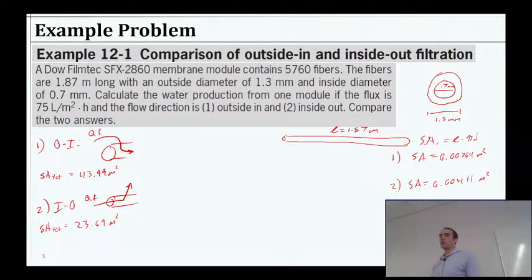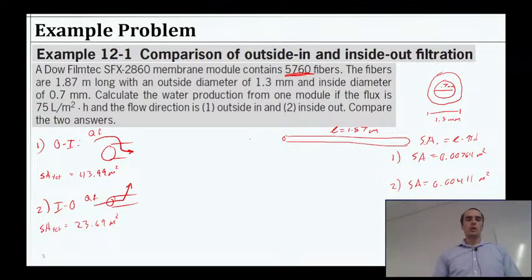Then we can take that and multiply it by the 5,760 fibers per module to get a total surface area per one module. And that's the value here, about 44 and almost 24 square meters, based on whether we're operating it outside in or inside out. We notice here that's actually almost a factor of 2 different, just from selecting which way we're arranging this treatment.